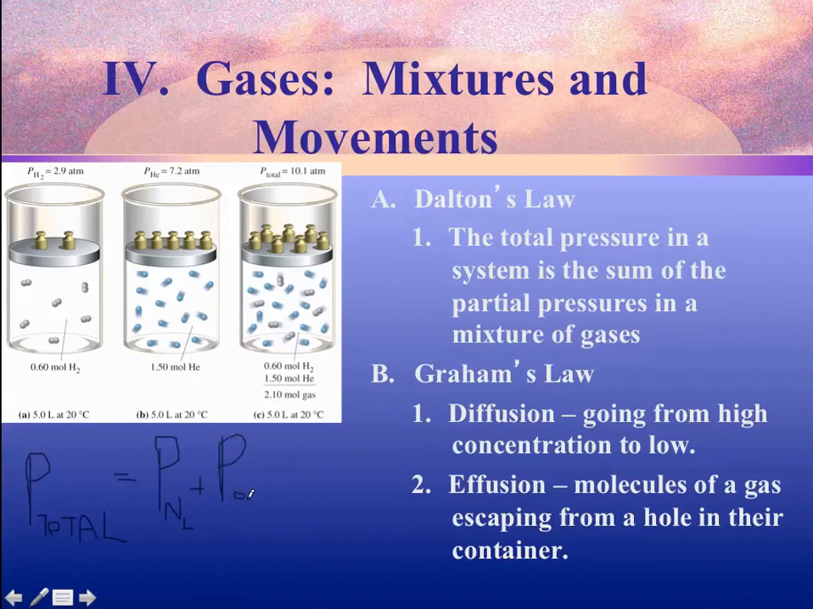plus the partial pressure of oxygen plus the partial pressure of carbon dioxide. Those are, of course, the 3 main ones, but there's a lot of other ones in air, including H2O and a bunch of other gases as well. So all those gas pressures combined will equal the total air pressure.